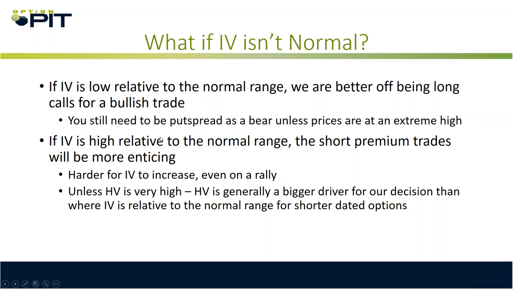The one caveat to this is, as I mentioned, either implied vol increasing or historical vol very high. Implied vol is sitting at 20%, and historical vol is 30%. You still can't be short 20% implied volatility. It's a fool's game. You're getting too much daily movement to stay in the trade. Historical vol is generally going to be a bigger driver for our decision than where implied vol is relative to the normal range, particularly on those shorter dated options when we're in that bearish trade.